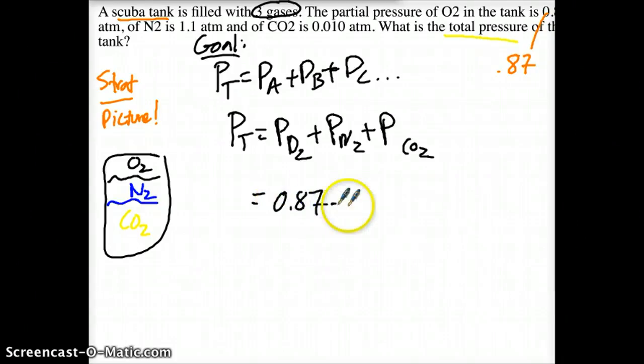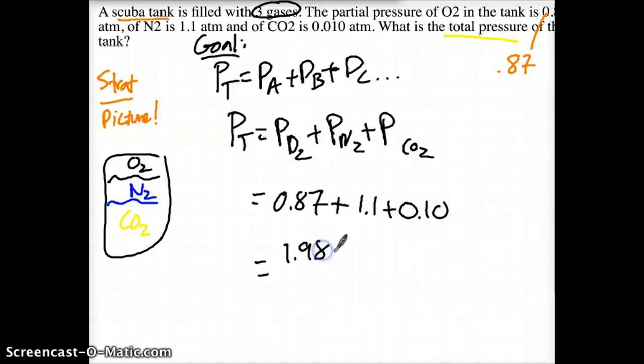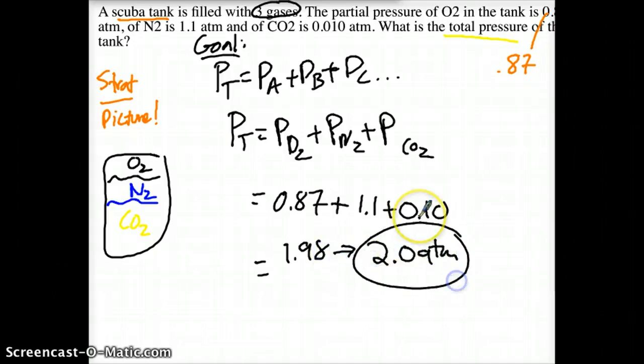0.87 plus 1.1 plus 0.10. Add those all up. I would get a final answer of 1.98, but with sig figs, 2.0 ATM. Relatively straightforward. But I do want you to drill home the idea of drawing a picture and setting a goal, backwards problem solving for that problem.